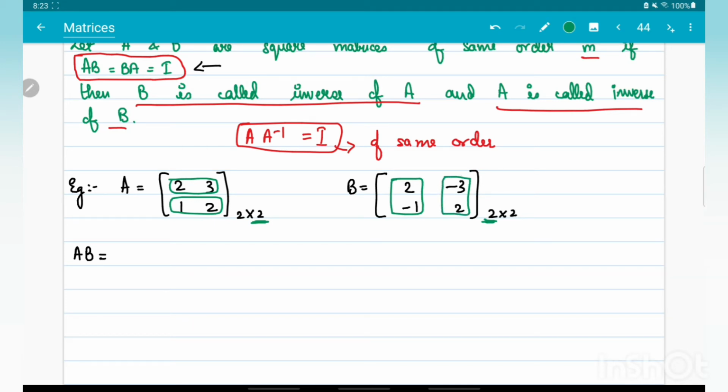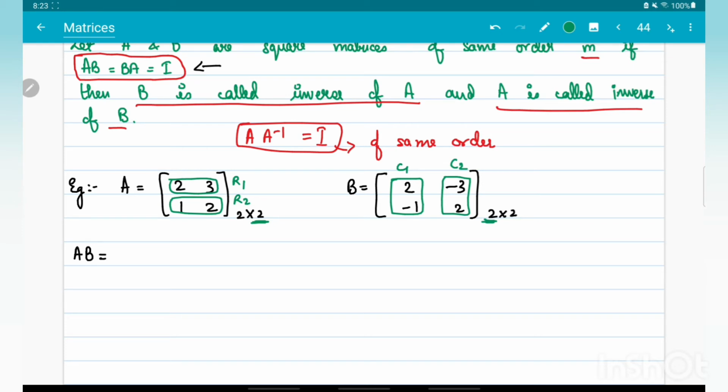Okay, so we have already learned how to do the multiplication of matrices. So we are going to multiply the rows into columns. Now this is my first row, this is my second row, this is my first column, this is my second column. So my first row will be multiplied with my first column and then my second column, and then I multiply the second row with both the columns.